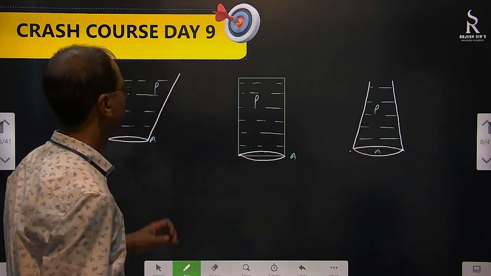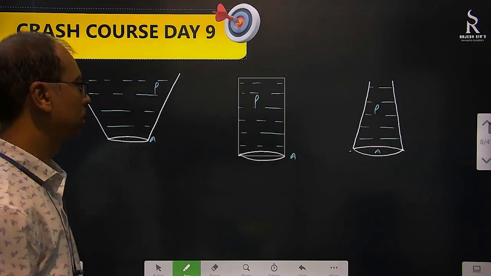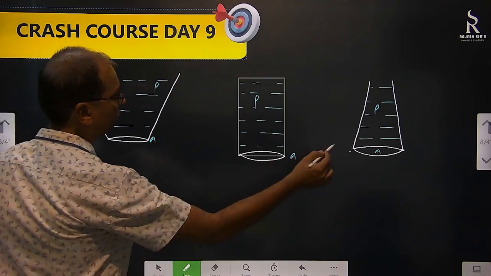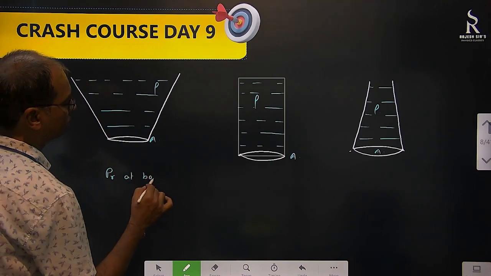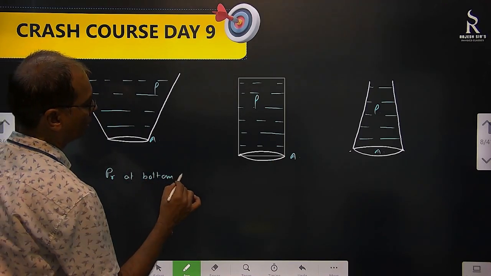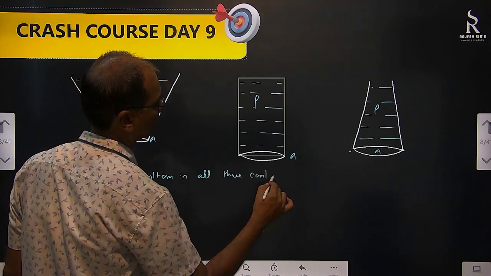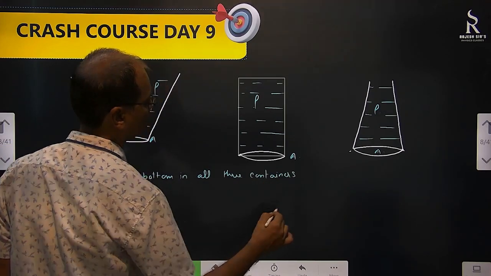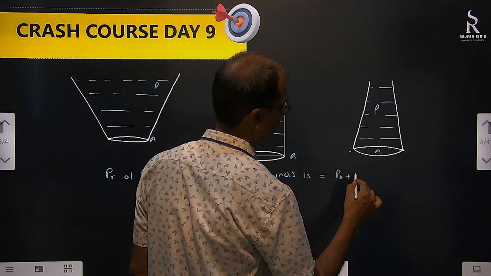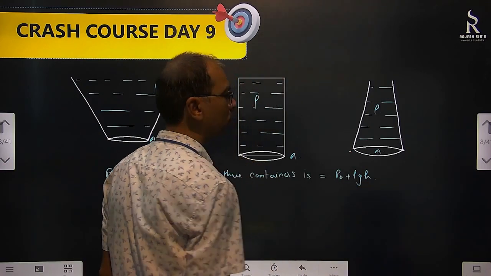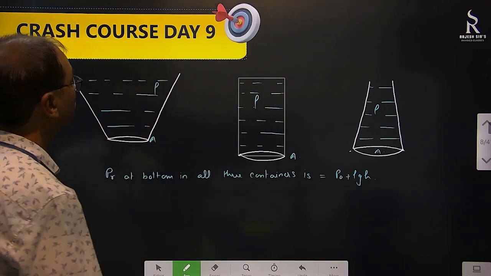Now we all know that the weight of liquid in all of them is different. Weight is different, but pressure at the bottom in all three containers is the same. If atmospheric pressure is there at the top, then we write P naught plus rho g h, otherwise rho g h. Even though the weight of the liquid is different in all of them. Okay, this is called the pressure paradox.